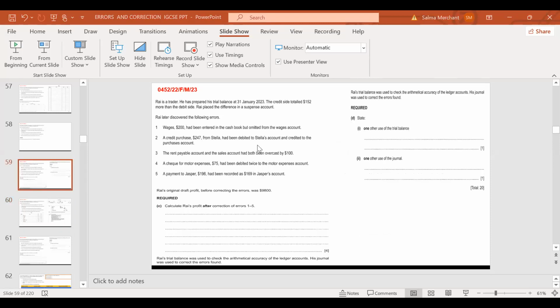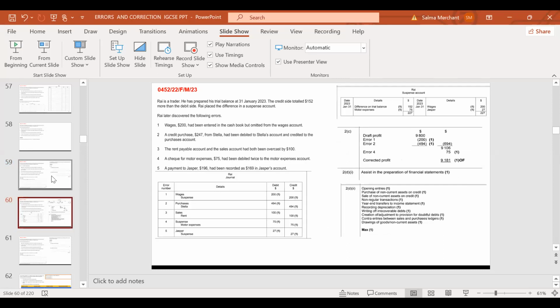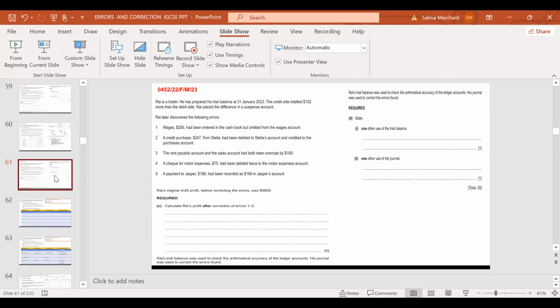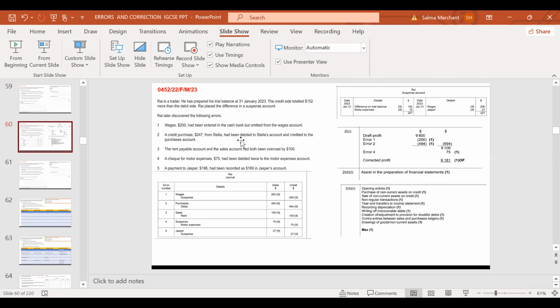There are many uses for the journal: purchasing non-current assets, charging depreciation, writing off bad debts, writing the opening entries, transfer entries. All this is the use of the journal. Are you with me? With this, we complete the Feb March 2023 paper 22.